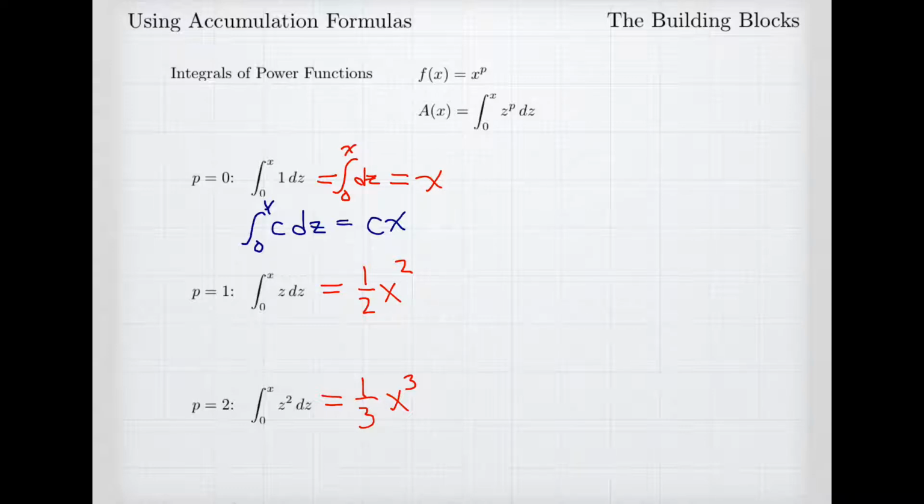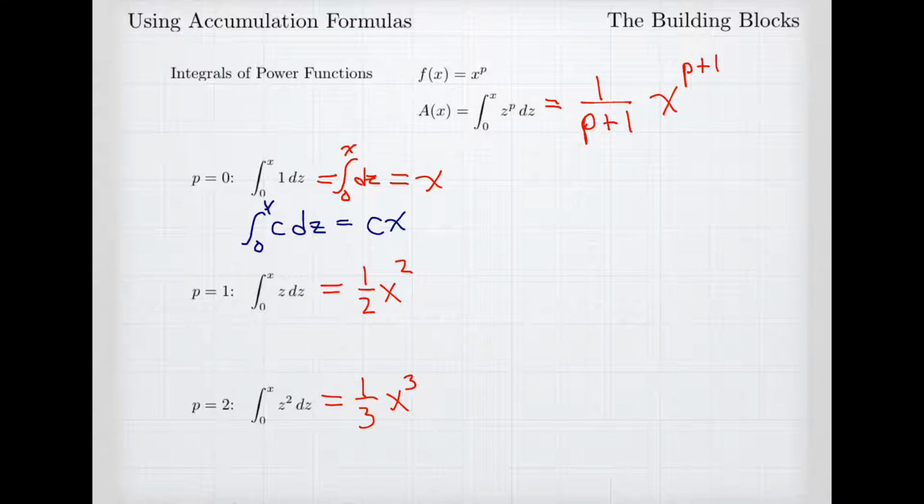It appears that there's a pattern: if I have any power of z inside the integral, the accumulation is going to be the reciprocal of 1 higher than the power, and the x, the endpoint, is raised to the p plus 1 power. So we saw that Archimedes was able to show that back in Greece for p equals 2.